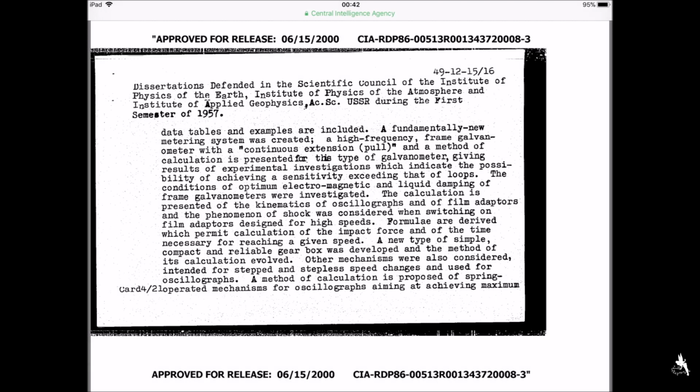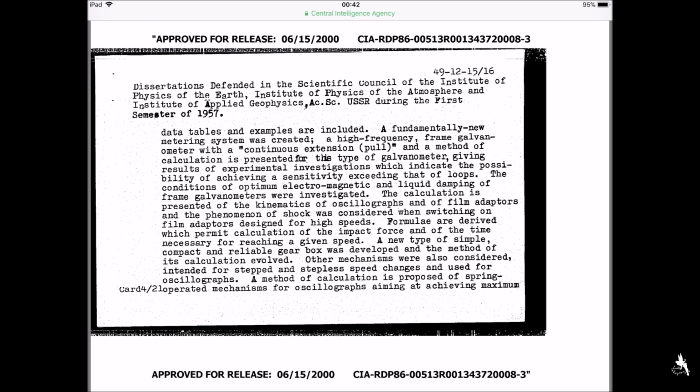A fundamentally new metering system was created. A high-frequency frame galvanometer with a continuous extension, pull, and a method of calculation is presented for this type of galvanometer, giving results of experimental investigations which indicate the possibility of achieving a sensitivity exceeding that of loops. The conditions of optimum electromagnetic and liquid damping of frame galvanometers were investigated.